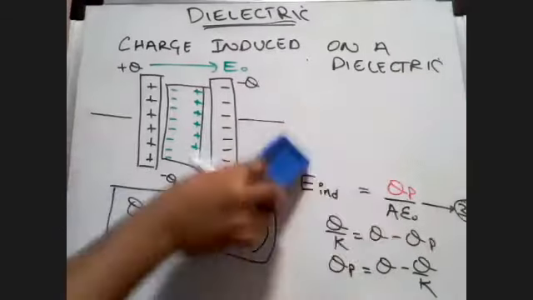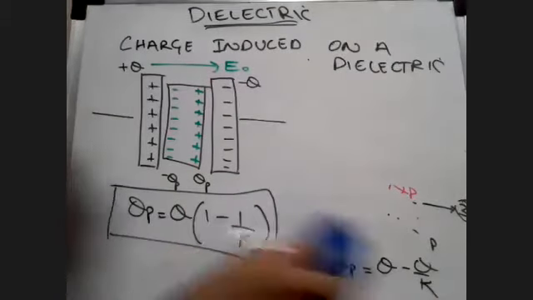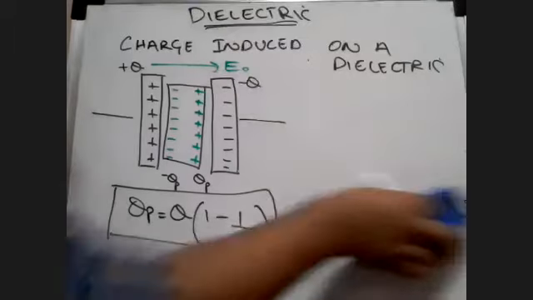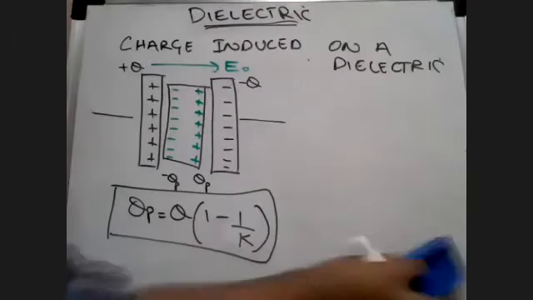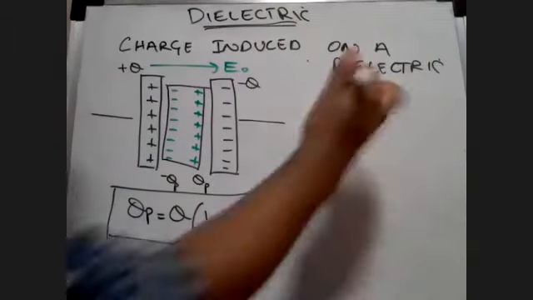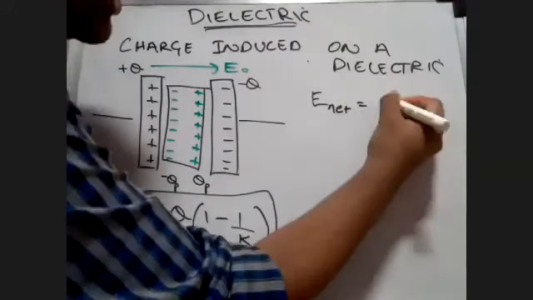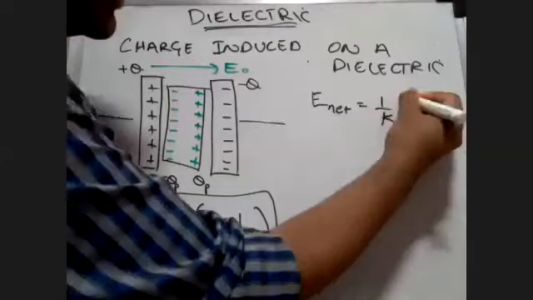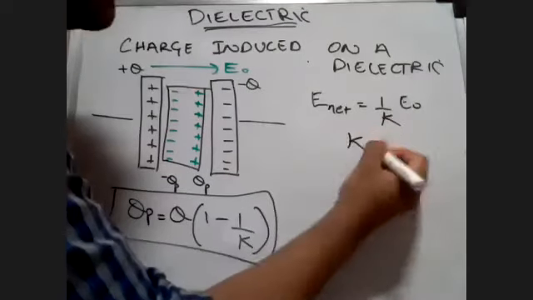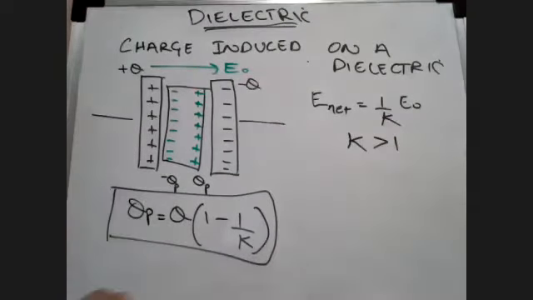And for that to happen, what should be the value of K? E net is going to be equal to what? 1 by K times E naught. And so K value should be greater than 1.